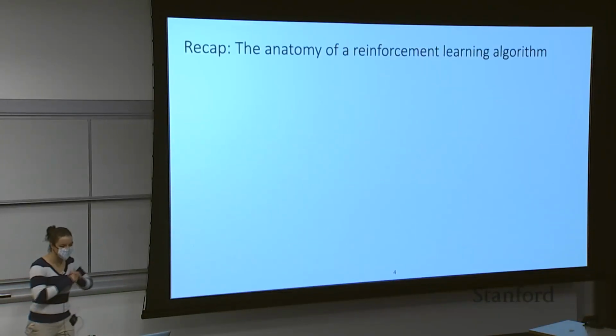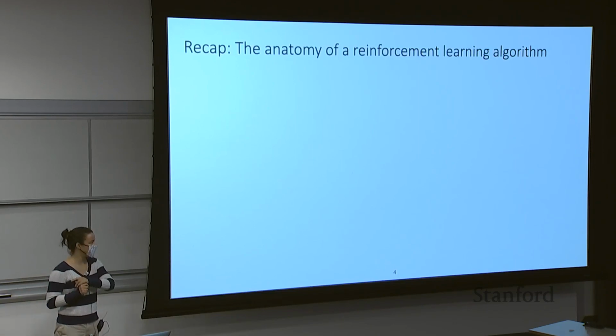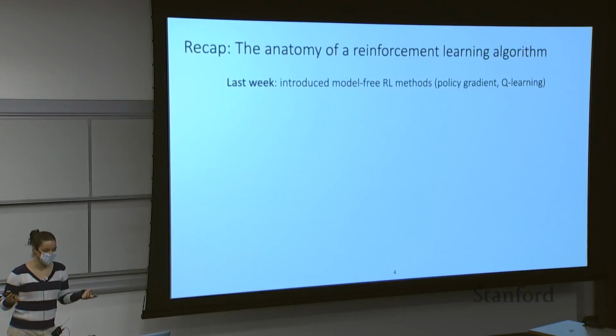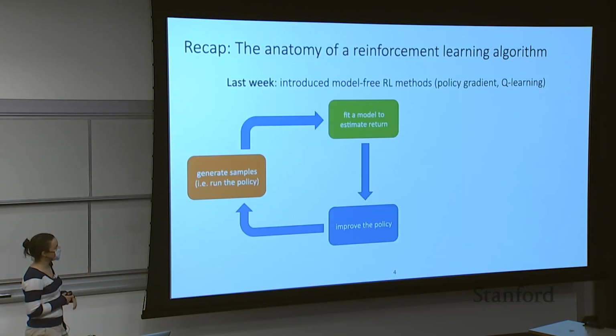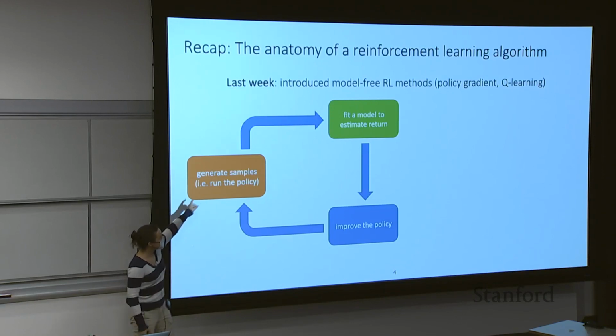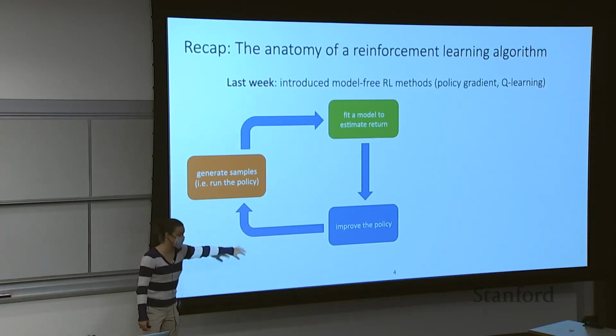Cool. So to recap the lecture on Wednesday last week and Monday this week, we introduced model-free reinforcement learning methods, such as policy gradients and Q-learning. And we saw this anatomy of an algorithm where you collect data by, for example, running your policy. Then you fit some form of model to estimate return, and then you use that to improve your policy.